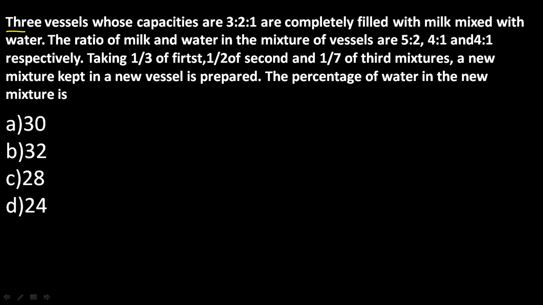Three vessels whose capacities are 3:2:1 are completely filled with milk mixed with water. The ratio of milk and water in the mixture of the vessels are 5:2, 4:1 and 4:1 respectively. Taking 1/3 of the first, 1/2 of the second and 1/7 of the third mixtures, a new mixture is prepared and kept in a new vessel. The percentage of water in the new mixture is?